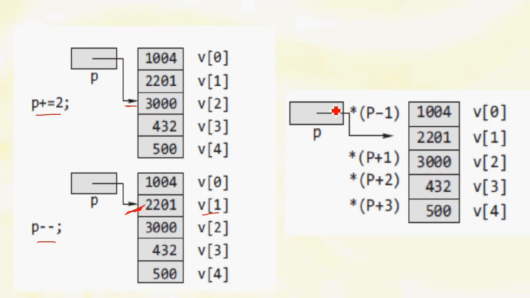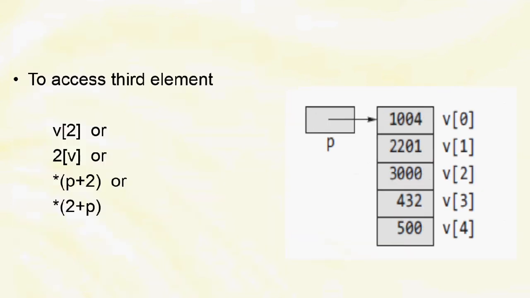So the previous one is P minus 1. The next one is P plus 1, this one is P plus 2, this one is P plus 3. So based on the current location, we can indicate various values in the array.